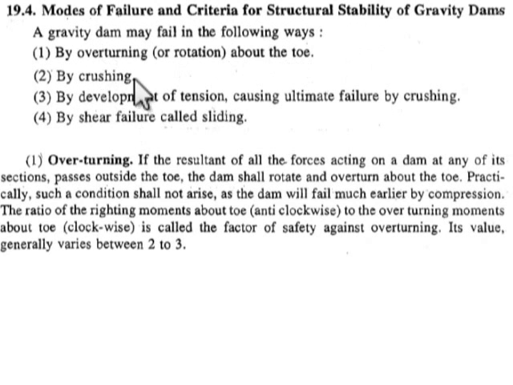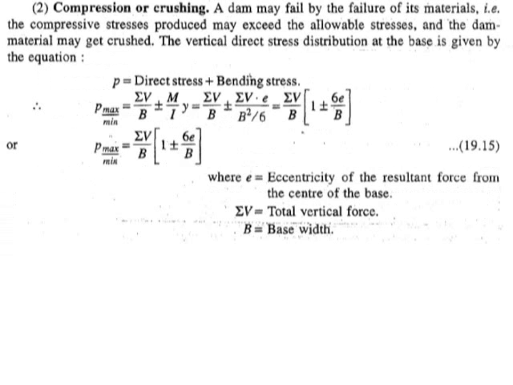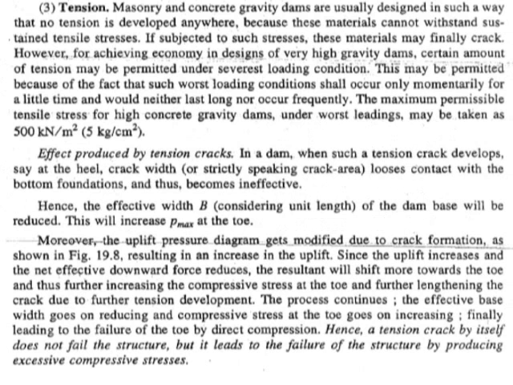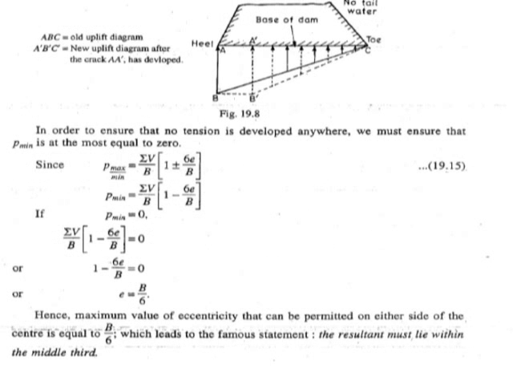These are the various modes of failure: overturning, crushing, developing tension, or shear failure. Let's talk about this. Compression failure: direct stress plus bending stress. A very simple formula. This will be clear in a numerical problem also. We'll do one numerical, then we will be very clear about how to calculate the various forces and various calculations, and how to check the stability criteria, all these things.